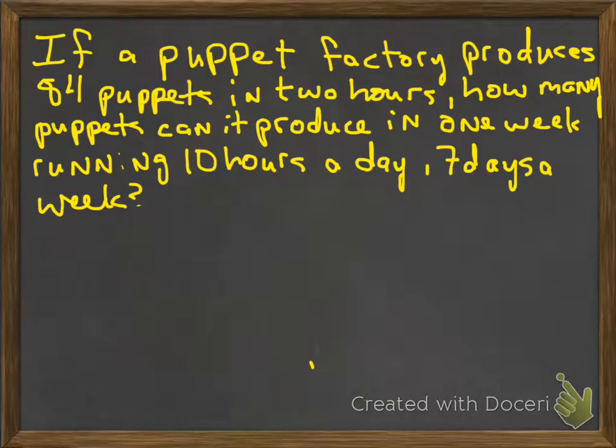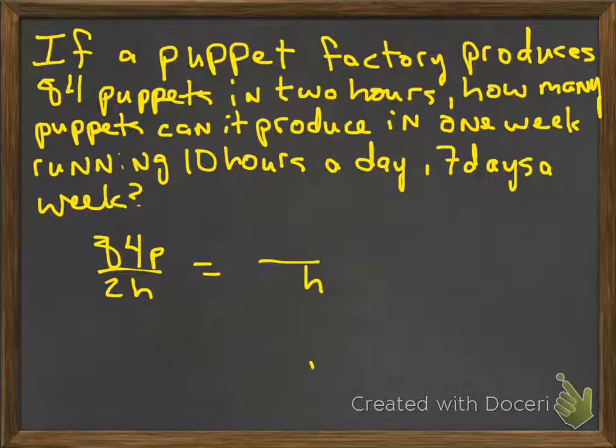Okay, so here's my final example. If a puppet factory produces 84 puppets in 2 hours, how many puppets can it produce in 1 week, running 10 hours a day, 7 days a week? So I do know I've got 84 puppets. I'm going to put here P in 2 hours. Then I need this converted to hours, and I'm running 10 hours a day.